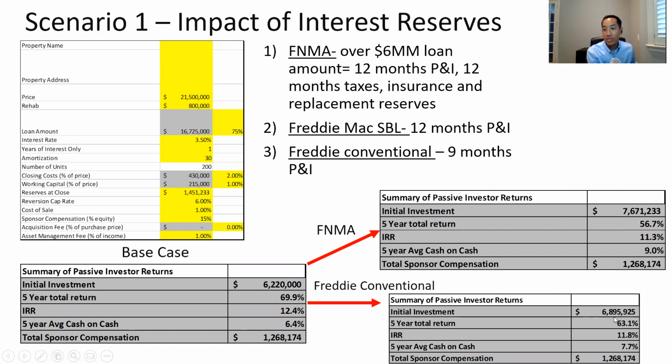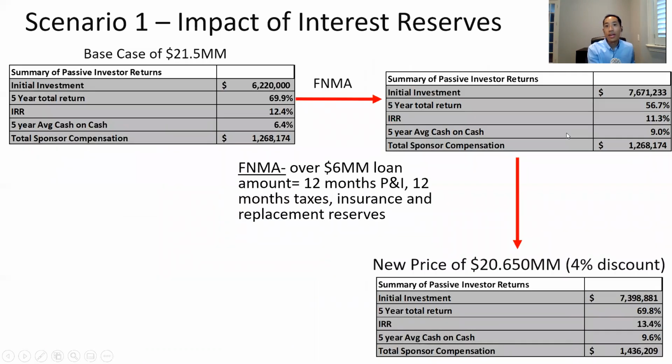On Freddie Conventional, it's only 9 months of P&I, so it's a $6.9 million raise and your returns go to 63.1. The question that comes up is, a lot of people keep saying, look, I don't want to put up these reserves, it's driving my returns down, which I get, right? You're going from 70 to 56.7. But let's go through the analysis.